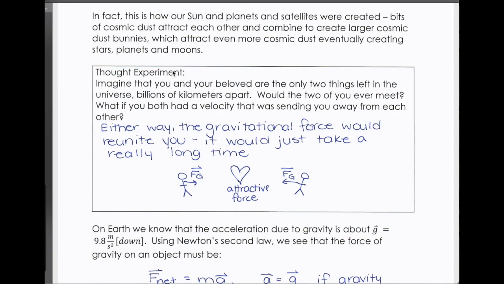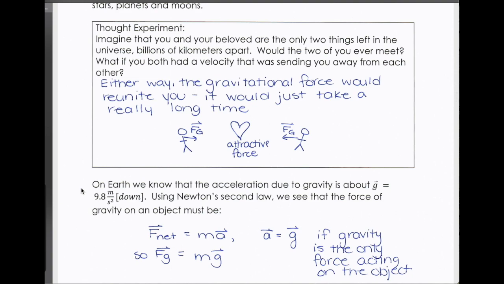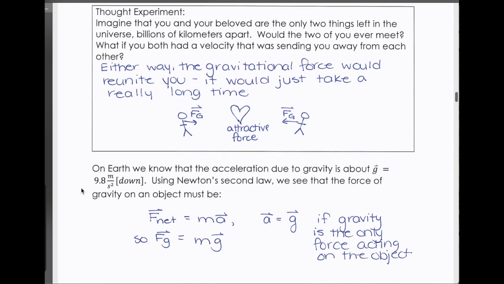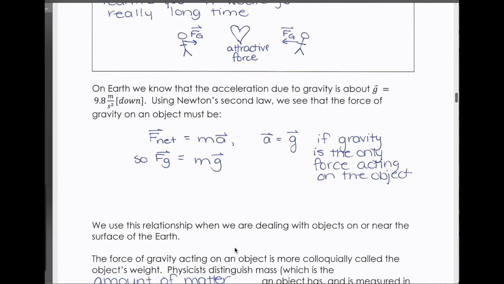Okay, so on Earth, we know that acceleration due to gravity is 9.8 meters per second squared down. Okay, so using Newton's second law, we can see that the force of gravity is mass times gravity. Okay, so gravity of the object, because we substitute the acceleration for gravity. Okay, so it's the same equation, except that gravity is a constant in terms of here on Earth.